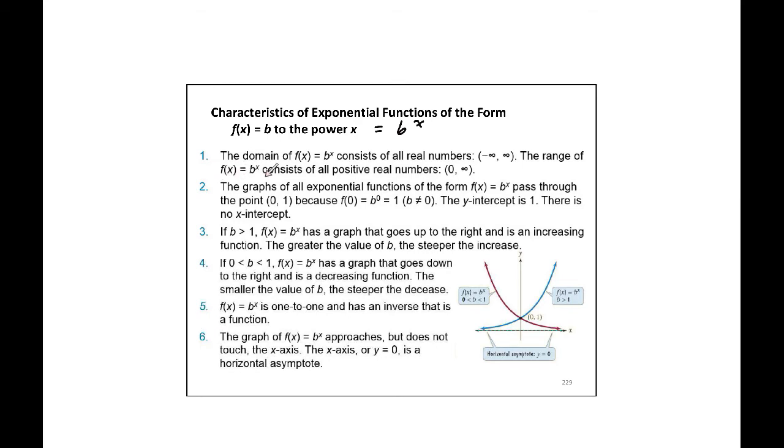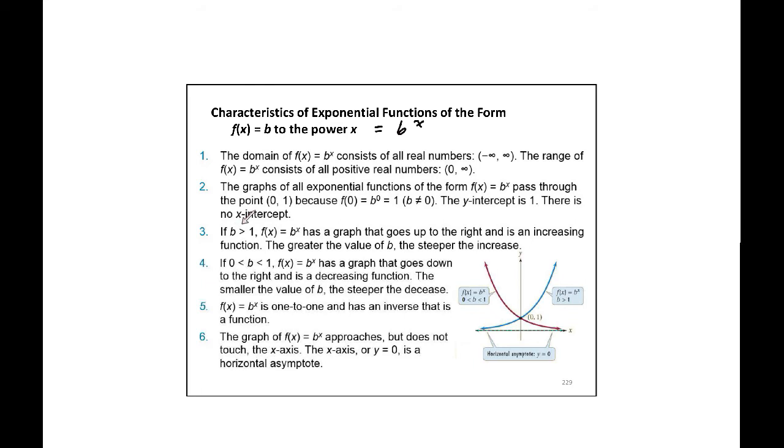2. The graphs of all exponential functions of the form f(x) = b^x pass through the point (0, 1) because f(0) is b^0, regardless of our base, which is equal to 1, as long as b is not equal to 0, which we've stated it can't be. Therefore, the y-intercept is 1, and there is no x-intercept. Again, there is a horizontal asymptote.